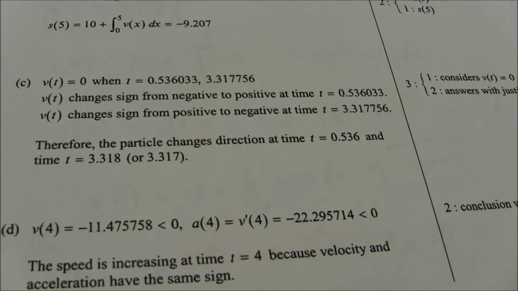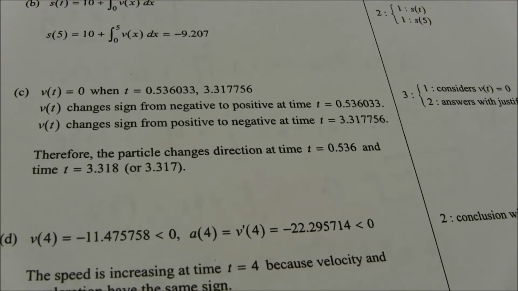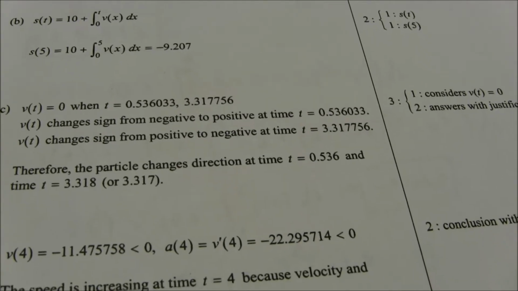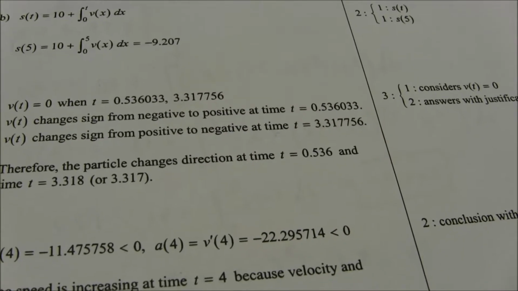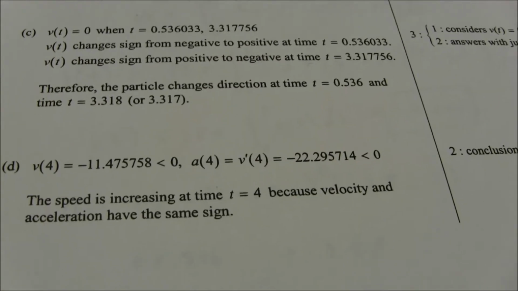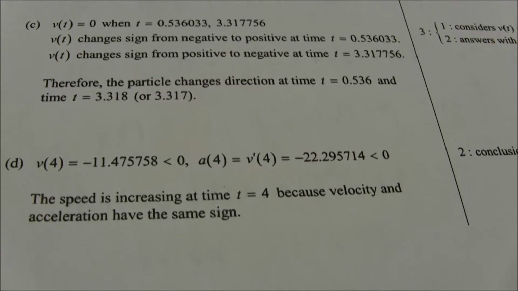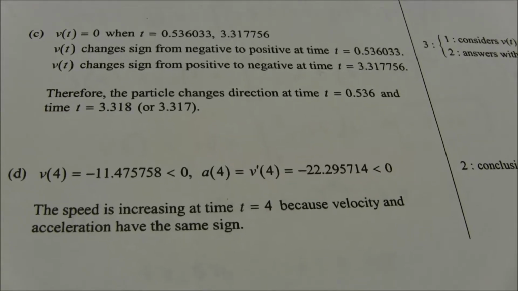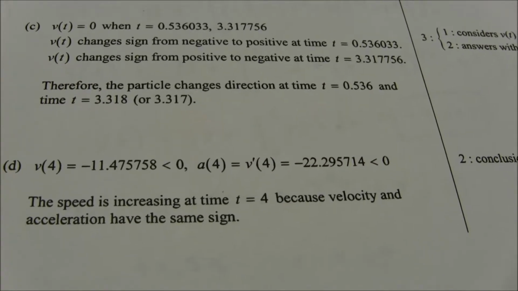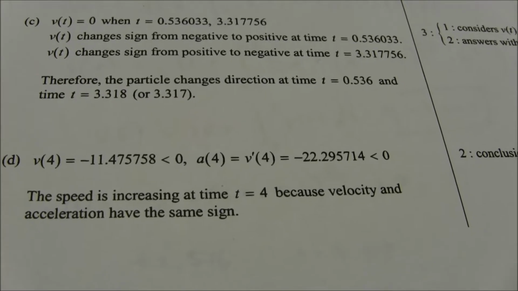Down here in part C, we've got the places where v changes signs. And note that they said that v equals 0, and in fact, you have to consider that v is equal to 0 to get any kind of credit for that. So just merely looking at your graph is not going to be enough. You've got to at least say you're looking for places where v is 0, although they don't have to see the work when you solve that. And then the last part there, you can see negative velocity, negative acceleration, or negative derivative of velocity. And so speed is increasing because velocity and acceleration have the same sign.